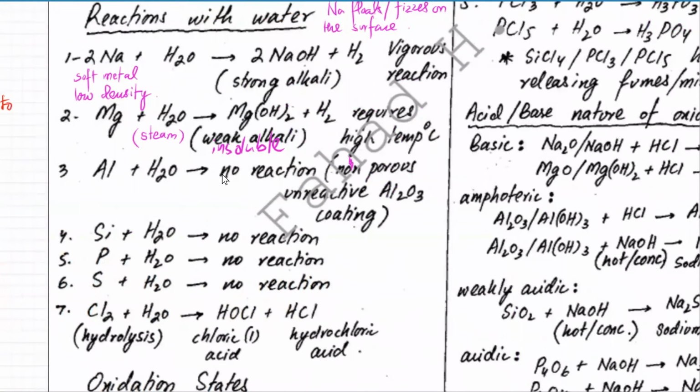Now aluminium has absolutely no reaction with water, even though it is kind of reactive. The reason, you studied this in O-levels a lot. In O-levels, you studied that aluminium has this non-porous, unreactive Al2O3 coating on top of it, which protects it. Do you remember that?